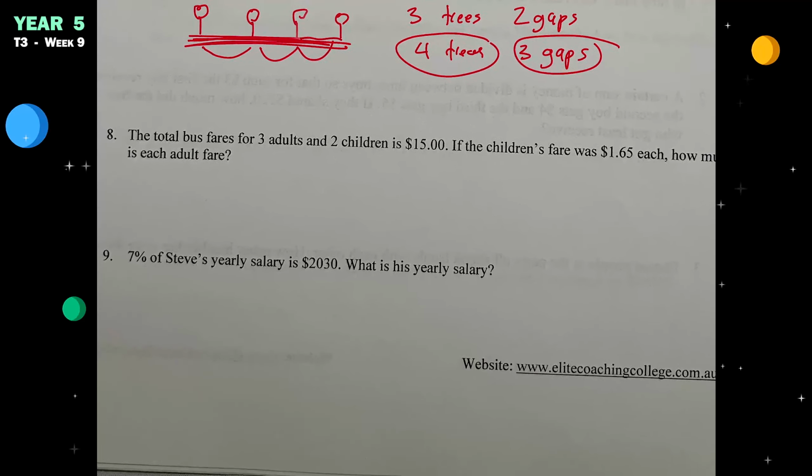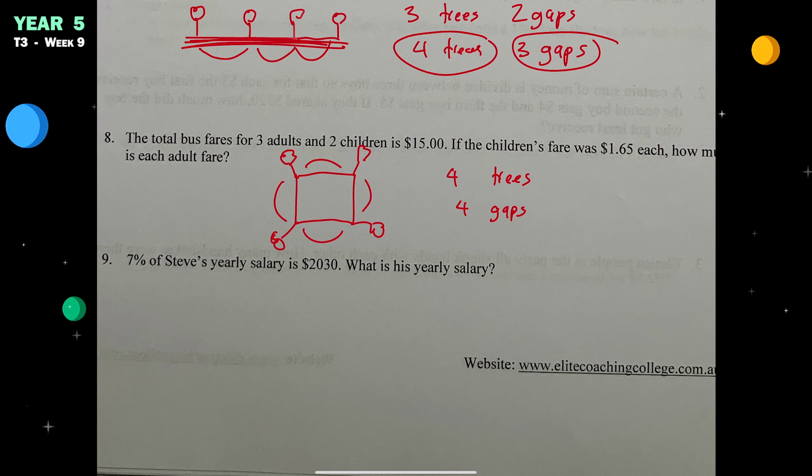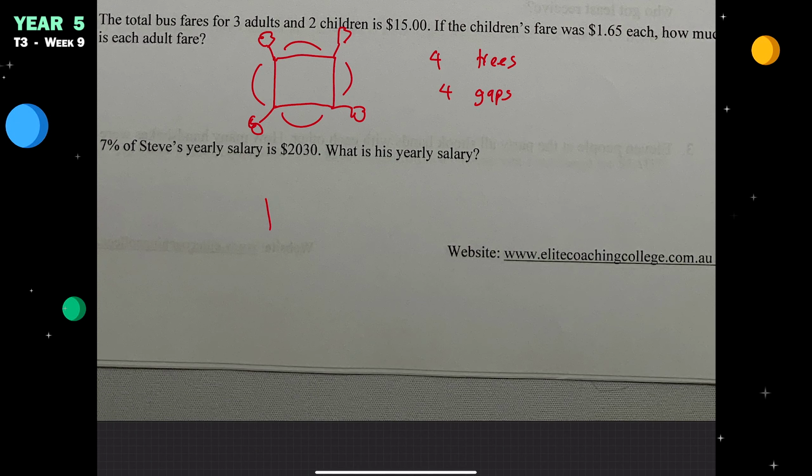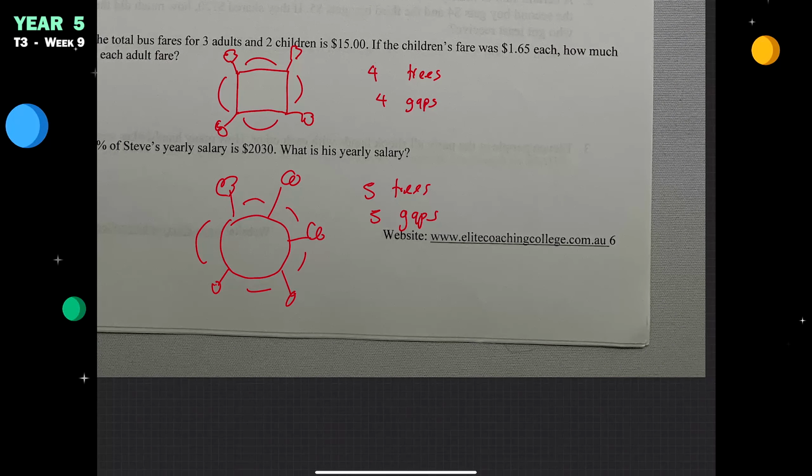If you have a closed space, let's look at the closed space. Here's a closed space. Let's say you have 4 trees. There's all the trees. So 4 trees. How many gaps? You got 4 gaps. You can see it right there. 1, 2, 3, 4. 4 gaps. If I had, let's say, 5 trees. 5 trees. How many gaps are there? Well, there's 1, 2, 3, 4, 5. So 5 trees, 5 gaps. Okay? So, when it comes to a closed space, the number of trees is equal to the number of gaps.